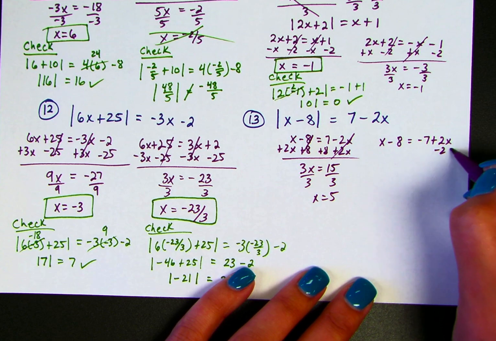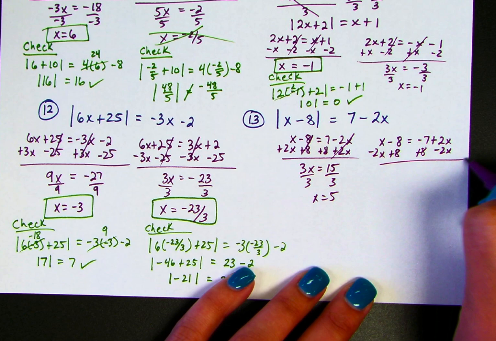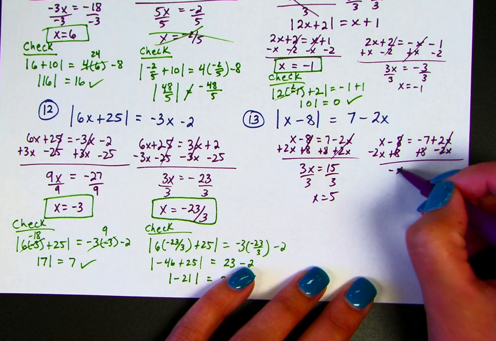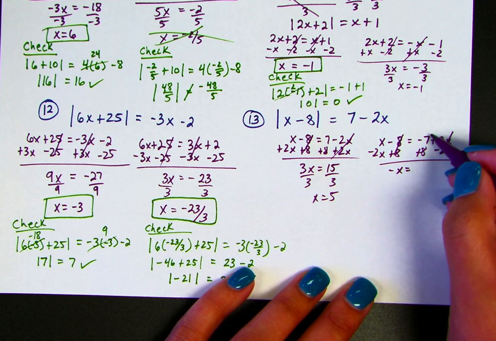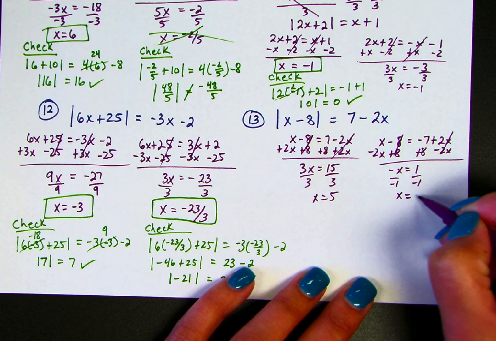All right, here I'm going to subtract my 2x this time, and then add 8. So that will be -x equals 1, and then I have to divide by -1, so that means x is -1.